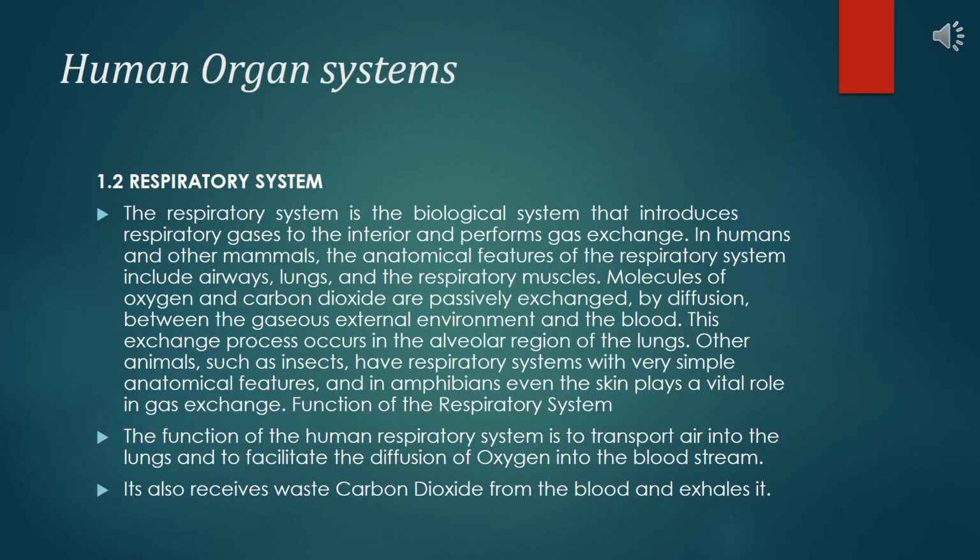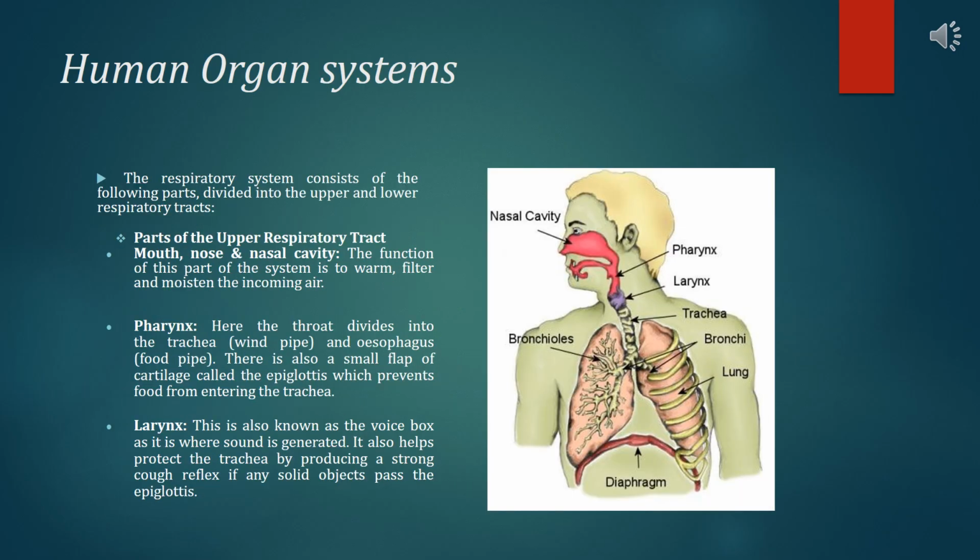Function of the respiratory system. The function of the human respiratory system is to transport air into the lungs and to facilitate the diffusion of oxygen into the bloodstream. It also receives waste carbon dioxide from the blood and exhales it. The respiratory system consists of the following parts, divided into the upper and lower respiratory tracts.